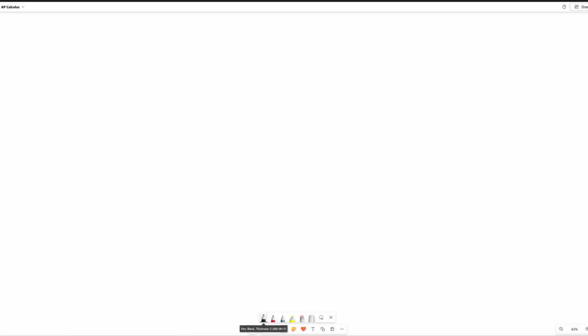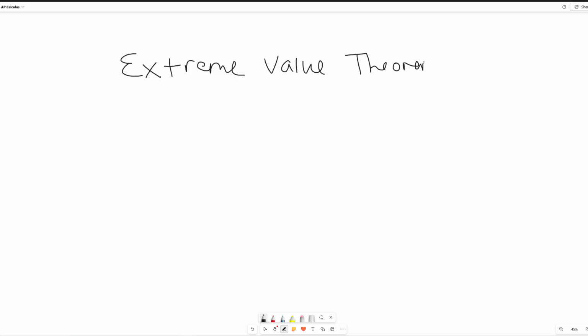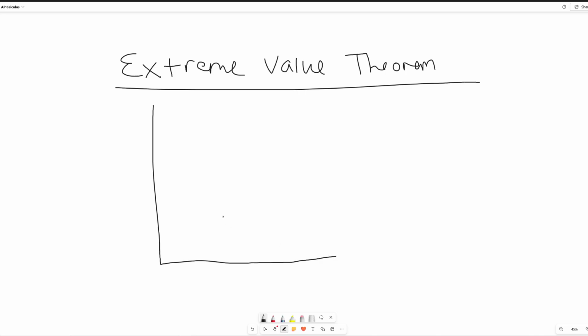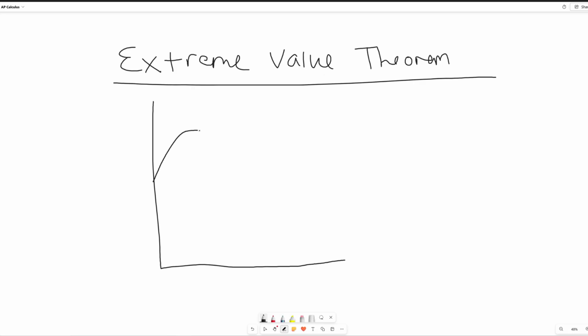Now, we're going to talk about extreme value theorem, or EVT. Alright, so this is basically stating, and this is arguably the simplest of the 3 theorems we've covered, IVT, MVT, and now EVT. This is saying that on any given interval, as long as it is continuous, you will always have an absolute minimum and an absolute maximum.